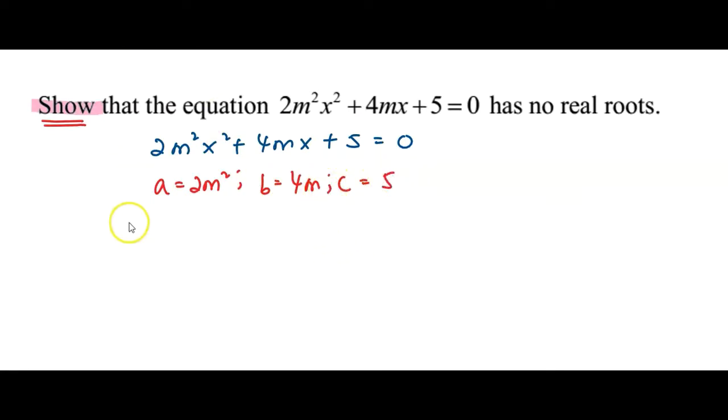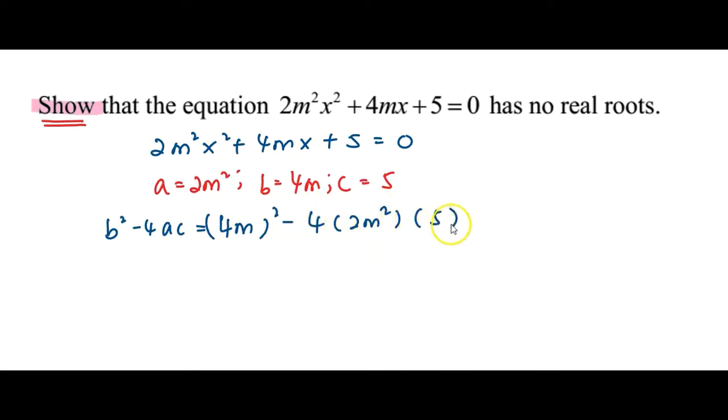So now I'm going to prove that b squared minus 4ac is less than 0. But the way that we prove, we cannot say that this is less than 0. We must prove that this is less than 0, meaning that initially we cannot write less than 0. We just write down b squared minus 4ac and put the values of a, b, c into this discriminant. That is, b will be 4m squared, minus 4ac, a will be 2m squared, and c is 5.